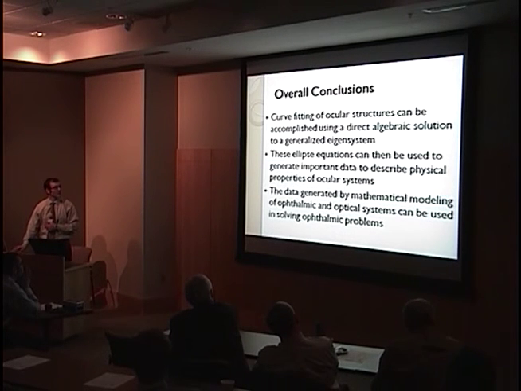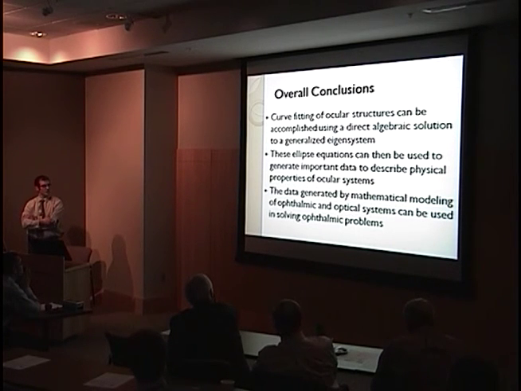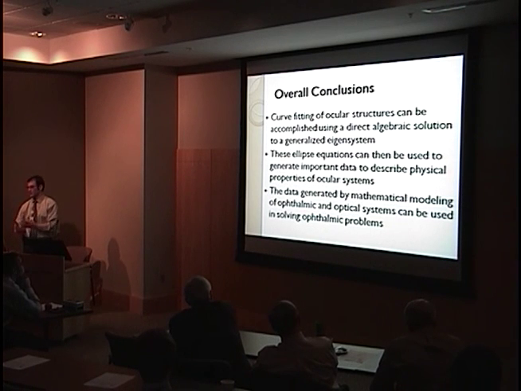So overall, what I was trying to demonstrate here was that you could use a curve fitting model to model various aspects of punching corneas or DSEK buttons or other things in the eye, and that those equations could then be used to generate important data to describe the physical properties of the systems. And using those mathematical models, you could begin to attempt to solve different optical and ophthalmic problems, such as what is the contribution of shape or centration in a DSEK button to the overall final vision of the patient. Any questions?